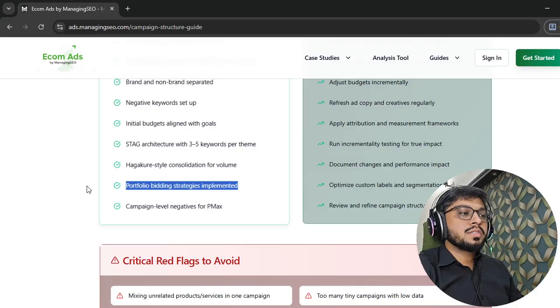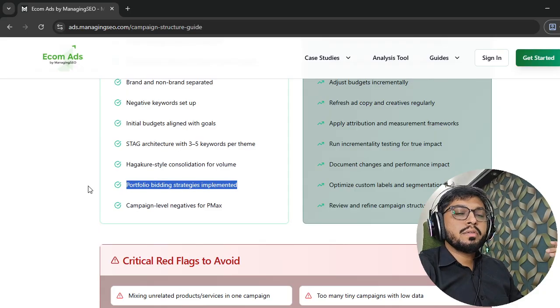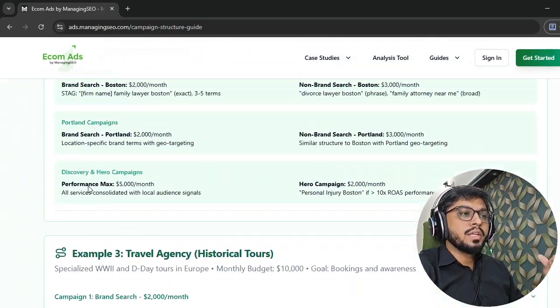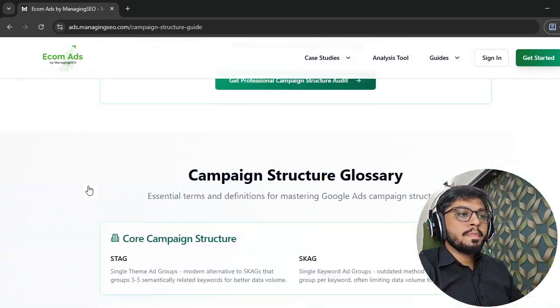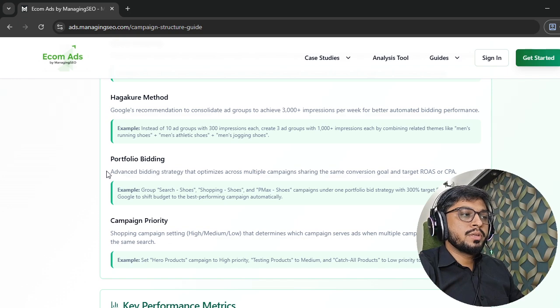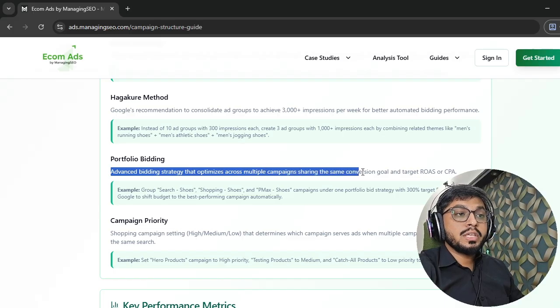Portfolio bidding strategy is something like, when you are generating very good results, when you have a good structure, then you can move towards the portfolio bidding strategy. And here we have the portfolio bidding strategy, an advanced bidding strategy that optimizes across multiple campaigns sharing the same conversion goal and target ROAS or CPA. It performs very well when we have a good structure.